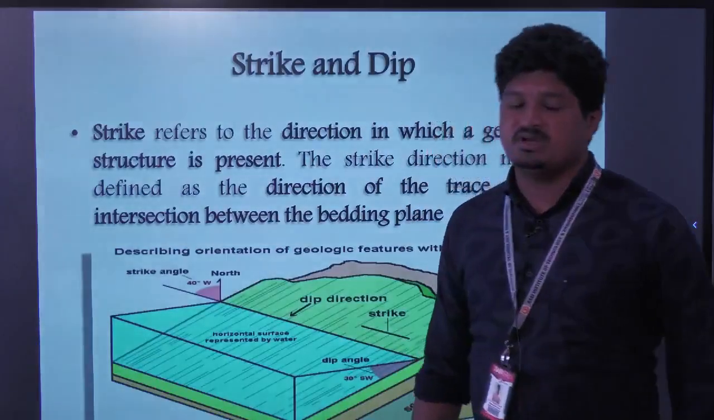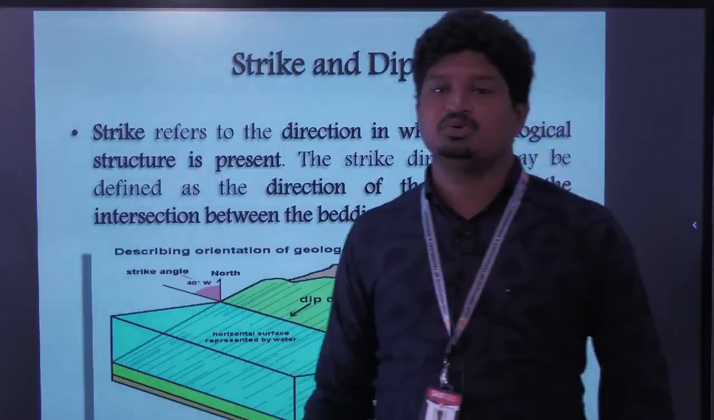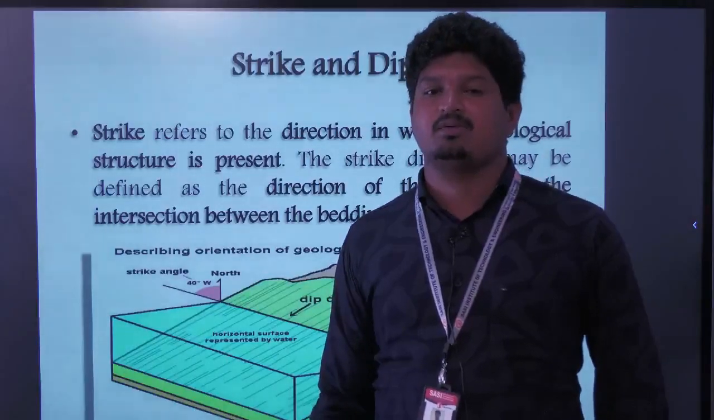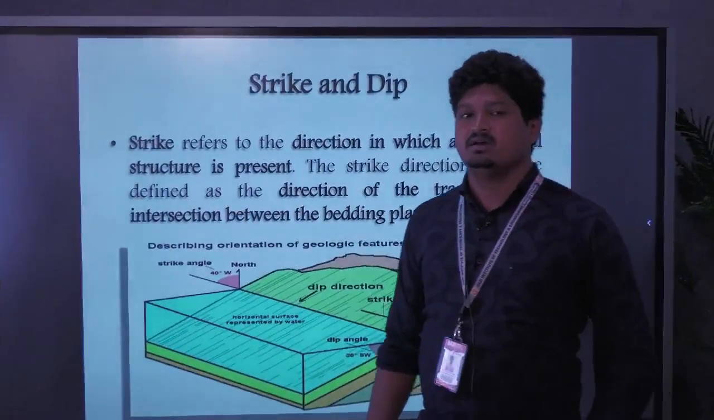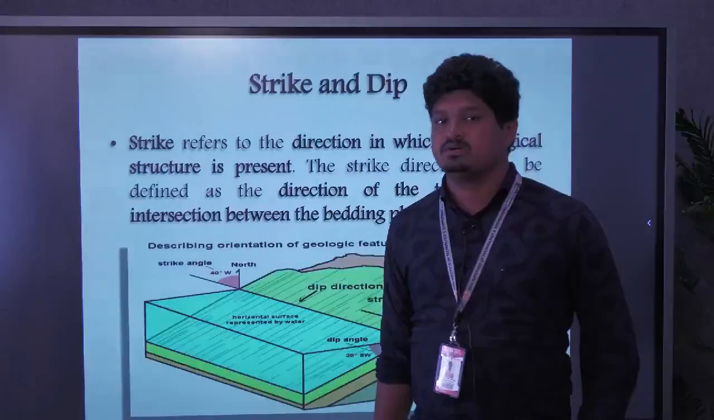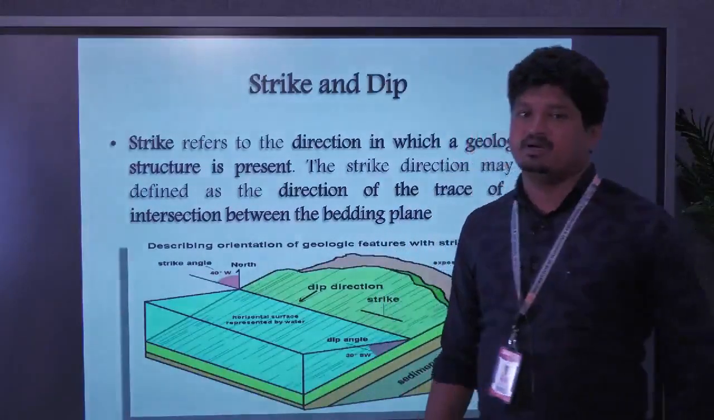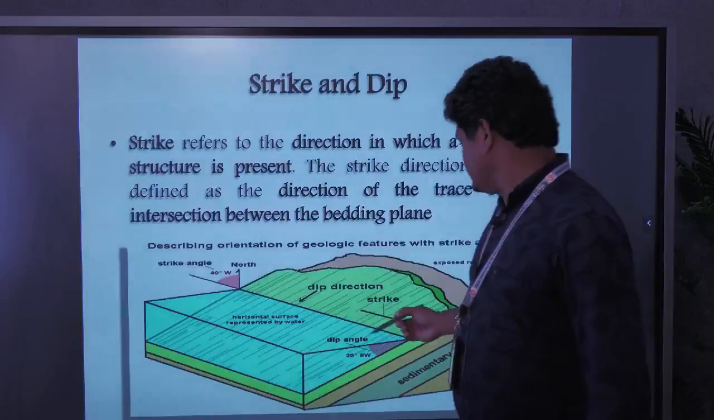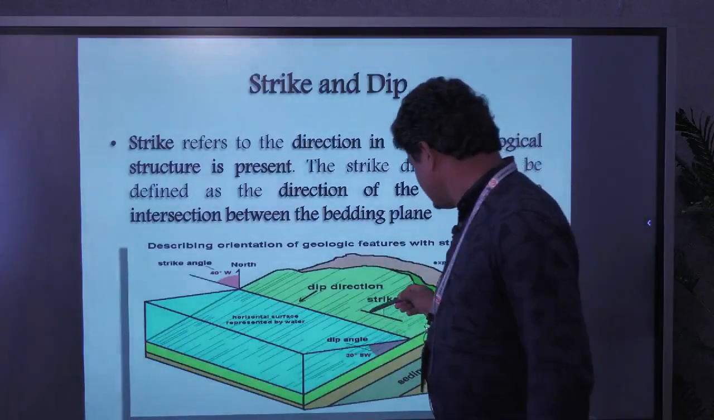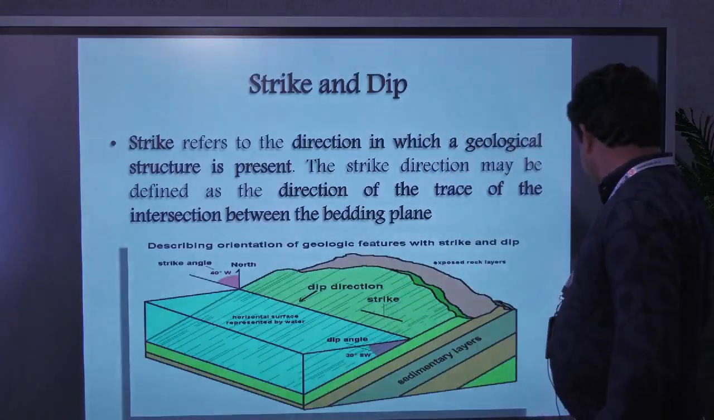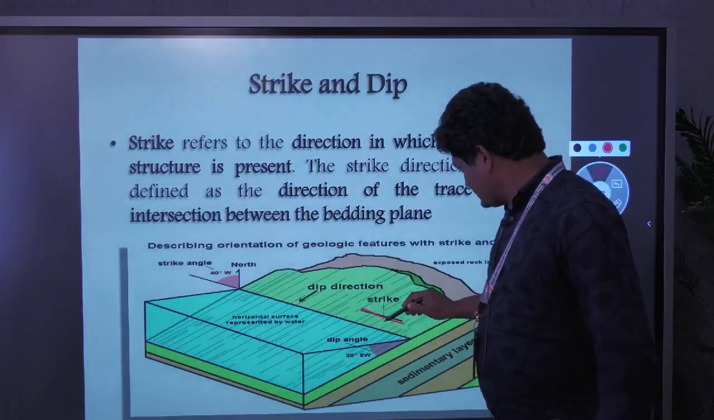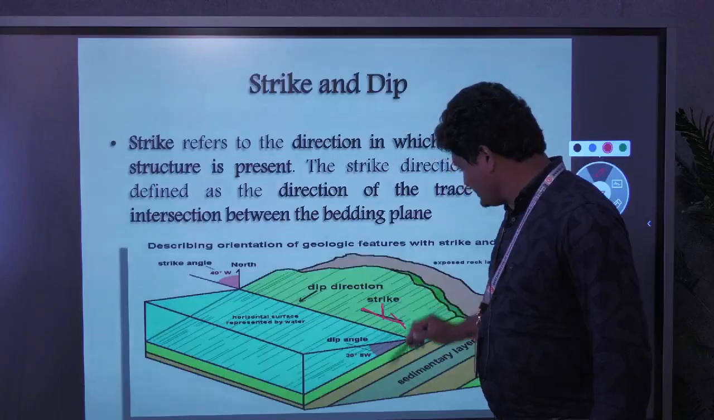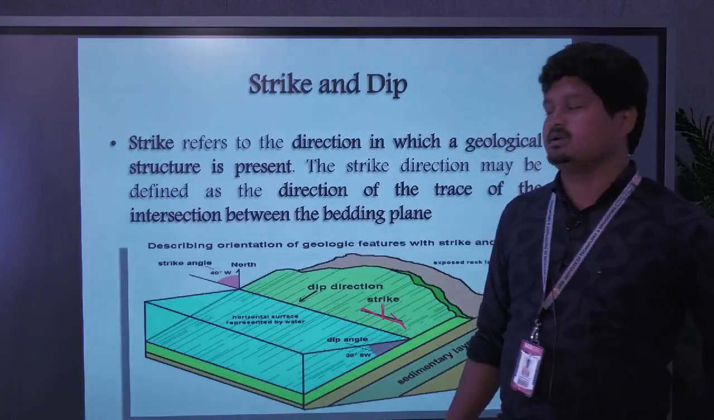In structural geology, there are two key units: one is the strike, another is the dip. So what is the strike? A strike is a line, a measure of direction, the intersection of the bedding plane and the horizontal plane. So this is the strike line. The intersection between the horizontal plane and the bedding plane is called the strike.